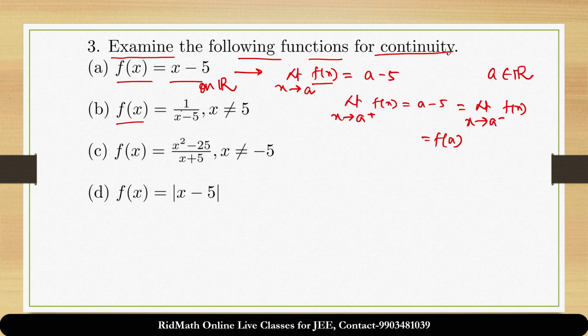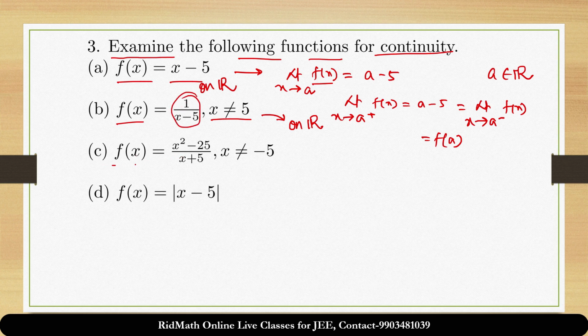Now f(x) is equal to 1 by (x − 5) and x not equal to 5. That means we exclude the 1 by 0 form, and this function is also continuous on whole R, because these two functions are polynomial functions, or rather this function is a rational function.